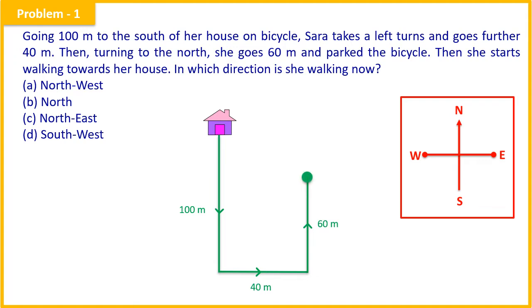So this is the point where she has parked the bicycle. Then she starts walking towards her house. So this is the direction of walking. So now it is asked in which direction she is walking now. Obviously the answer will be northwest.